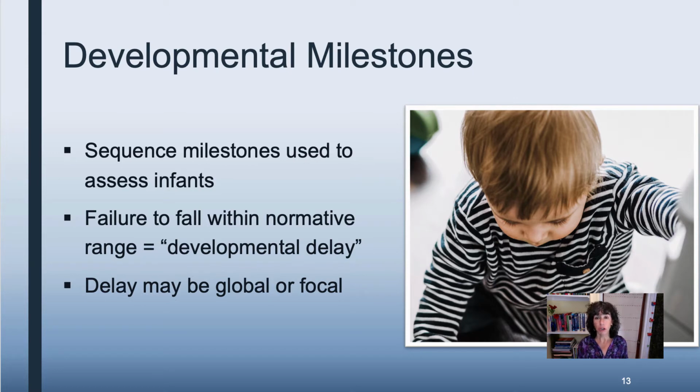So, in the first year for infants, the sequence of milestones is used to assess infants, and if they don't fall within a normative range, we will label them with a developmental delay. The delay may be global, meaning it encompasses all areas of their life, or it may be focal, in other words, encompassing just one area of their life. For example, they may have a feeding difficulty, or they may have a motor difficulty, or you get the idea, right? So global or focal, and it's important to differentiate.